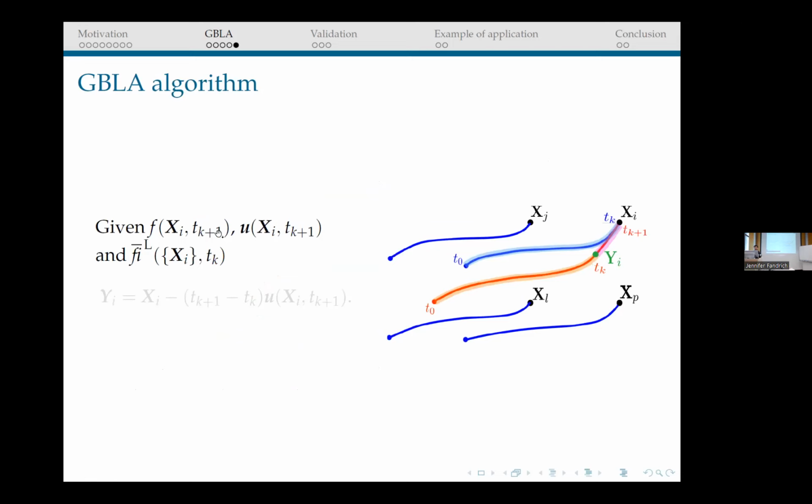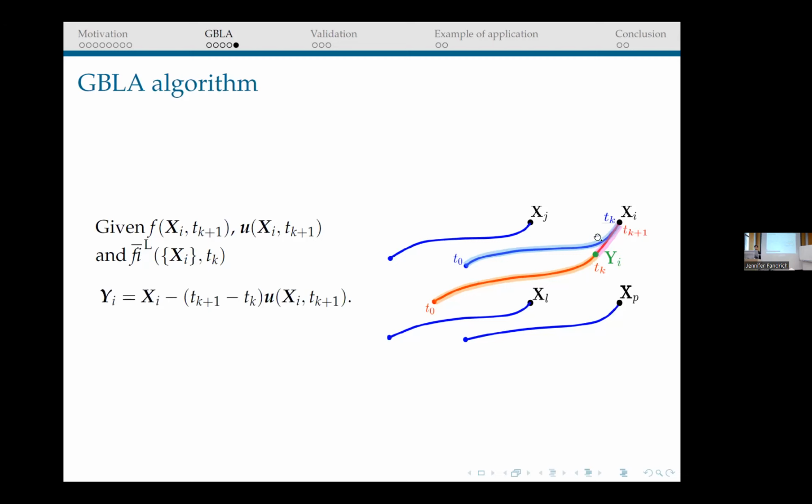So let's say the first step, I run my simulation, I calculate f, which is my quantity of interest, at time tk plus 1, on all the grid points, and also my velocity on all the grid points. I don't know what this I is, typo here. I also know the Lagrangian mean of f up to point tk. And my goal is to find the Lagrangian mean of f at all the grid points up to point tk plus 1.